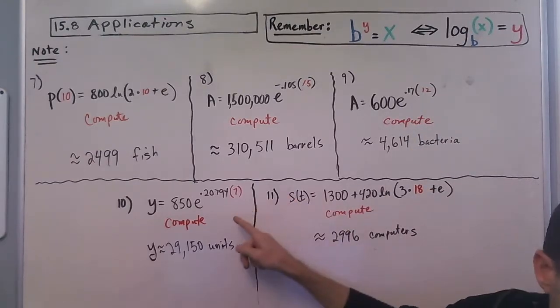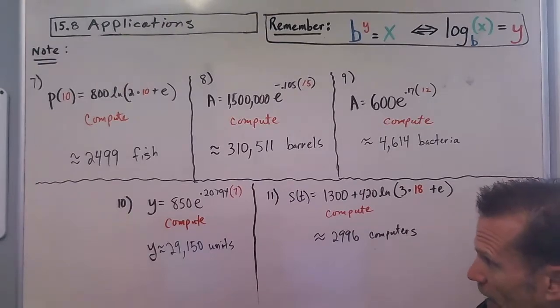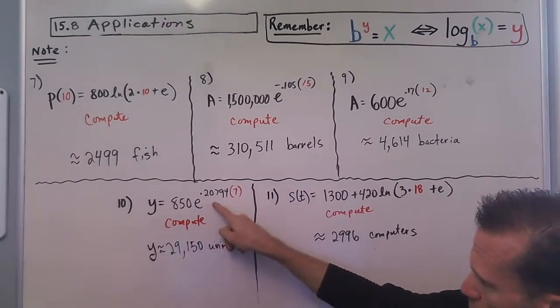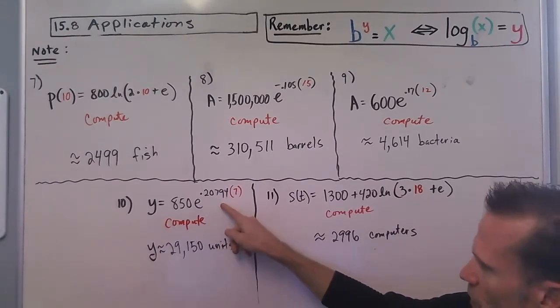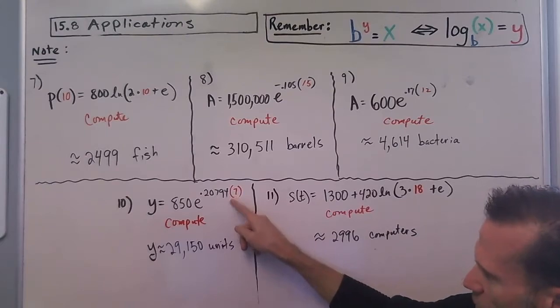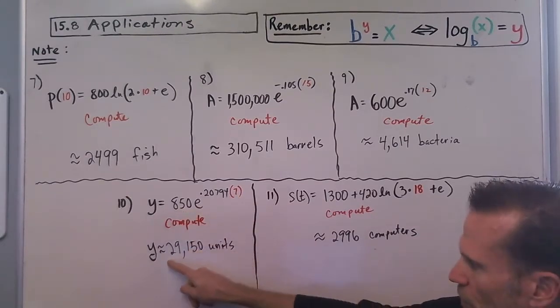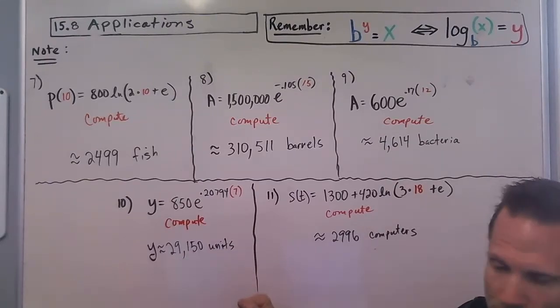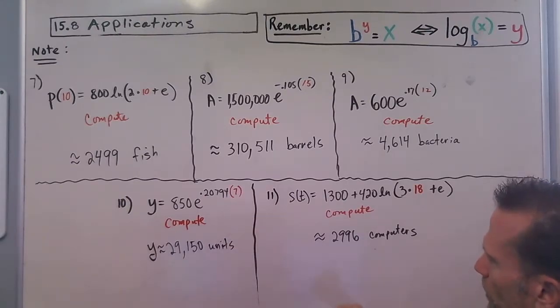So this problem just talks about air pollution, and if the air pollution is growing in a certain city at a certain rate, and this is the function that it's growing at, after 7 years, what will the 850 units grow to? It'll grow to 29,000. Again, it's growth. We see a positive value up here for the exponent.